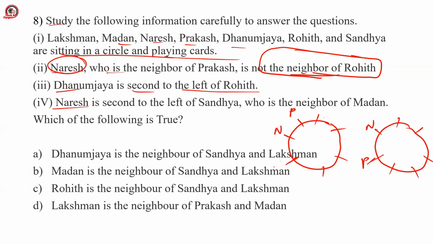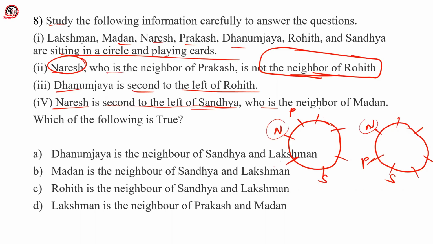But we know that Naresh is second to the left of Sandhya, right? And we know the placement of Naresh, so here it is. So Naresh is second to the left of Sandhya. What does that mean? If Naresh is here, then Sandhya would be here. So this is how it is.